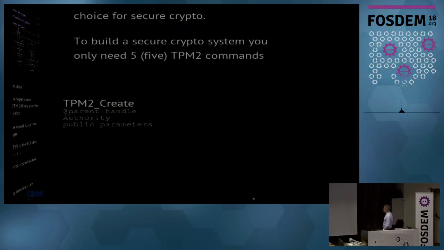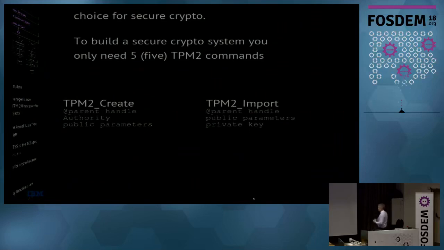It has this thing called a parent handle, which tells it where the parent in the hierarchy is. You usually use the storage root key for that. It has an authority parameter, which is basically a passphrase you put into the key. So obviously, when you're creating the key, you have to secure this. And then it has the public key parameters, which tell it what you want, like, I want an RSA key, I want it to be 2048 bits, and so on.